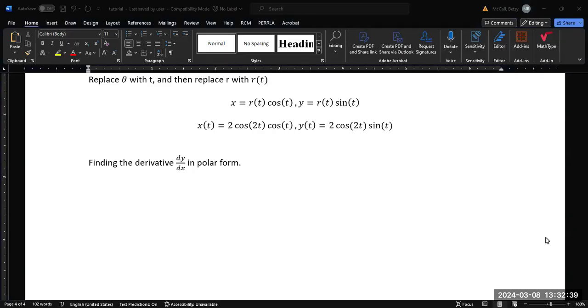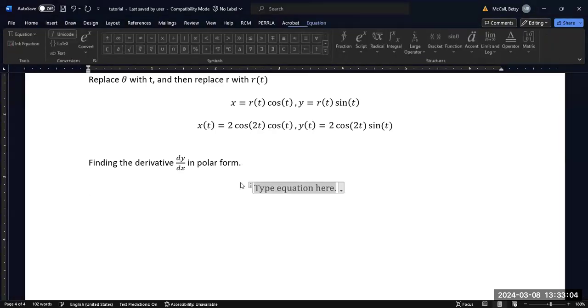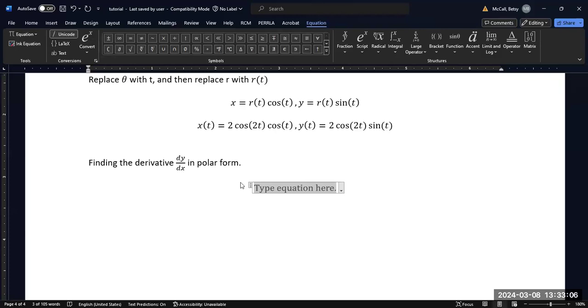So in a previous video, we showed you how to find the parametric form of a polar equation. And we're now going to use that form of the equation in order to find the derivative dy dx, but from a polar function. Now, the formula, I warn you, is going to be unattractive, but it is what we have.